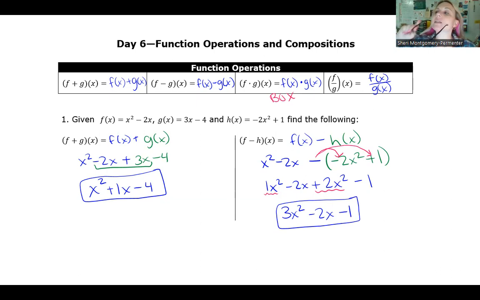Adding and subtracting. How do you feel about adding and subtracting so far? Okay, adding and subtracting, not so bad.